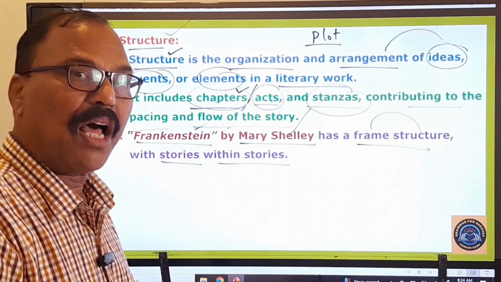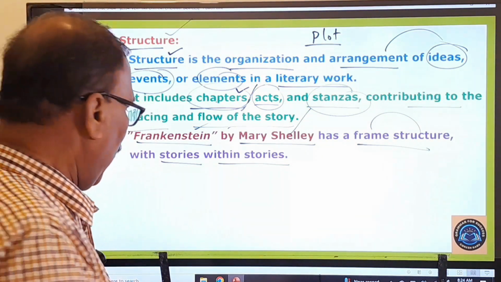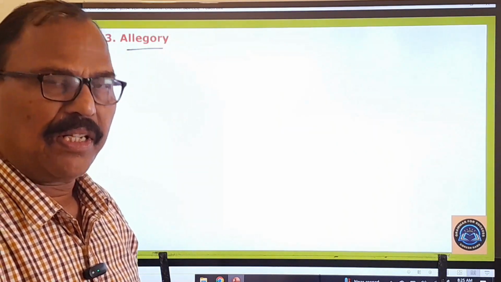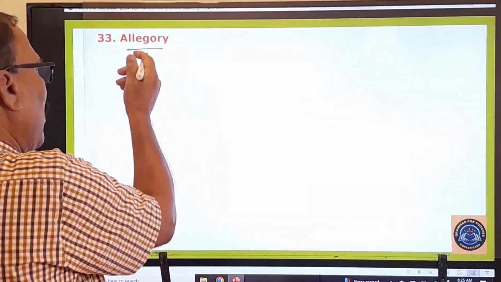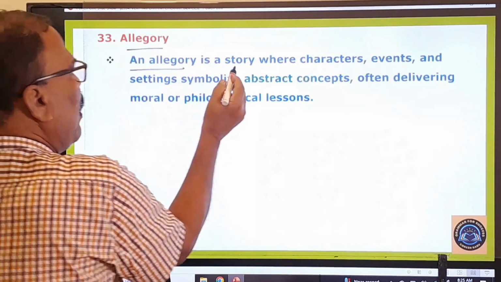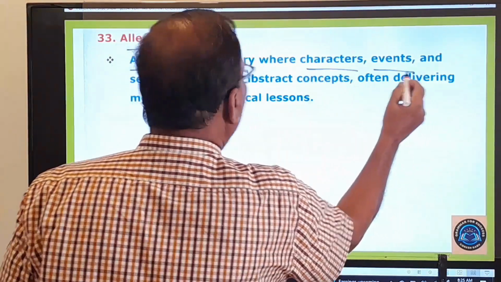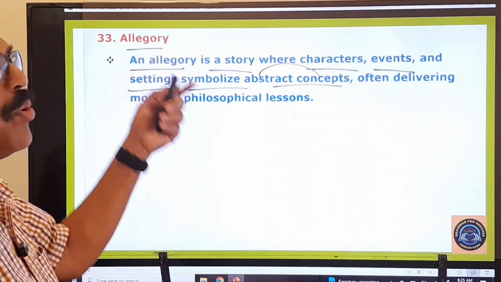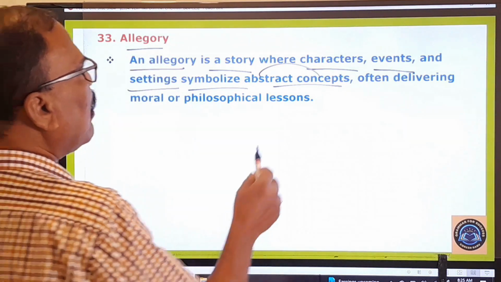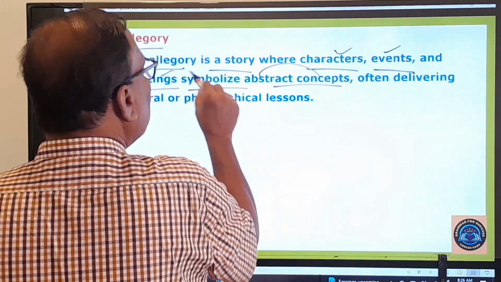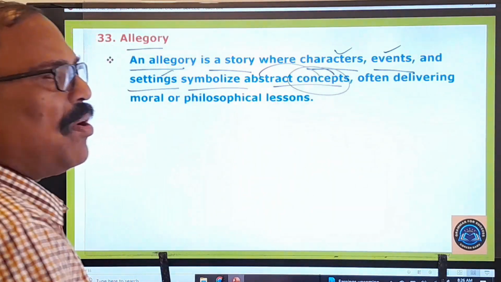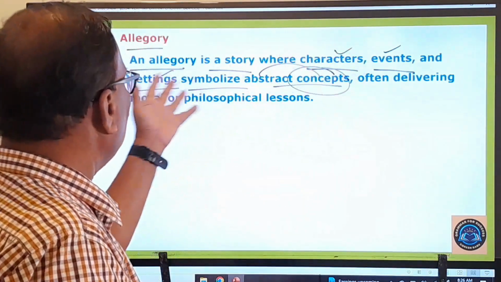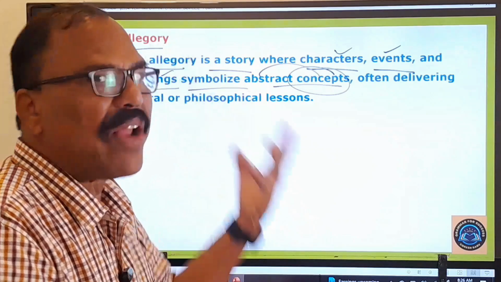Now let's move on to learn about the last literary term. Okay, right. Allegory is also there. Allegory is also a literary term or a literary device. You know very well. What is this allegory? Let us see that. An allegory is a story where characters, events and settings symbolize abstract concepts. So it is a story. Okay, it is a story where characters, events, settings symbolize abstract concepts. So in that work of literature, the characters and events and settings, all of them symbolize some abstract concepts.